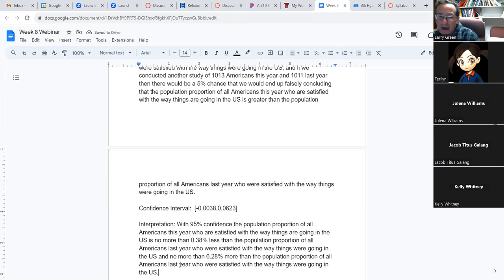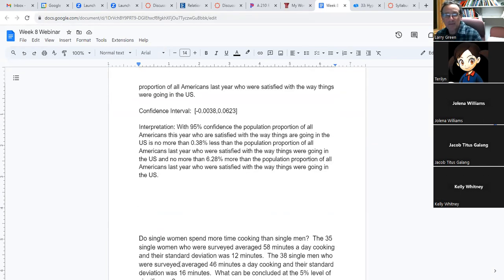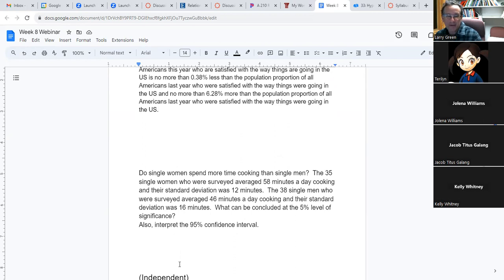So when you have a negative and a positive, you just got to remember that the negative means that it's less than, positive means it's more than. Okay. Any questions on this? Any questions? All right, so I'm going to move on with another example. It's going to be different.